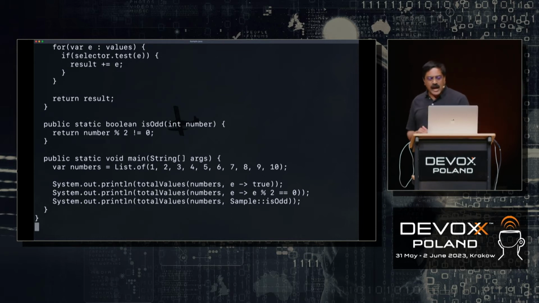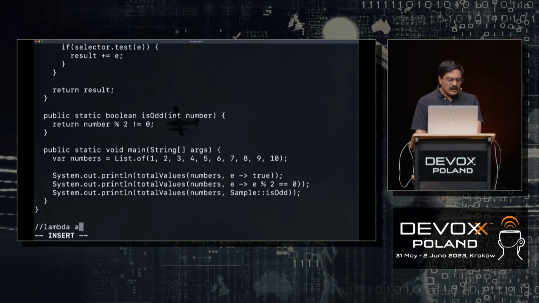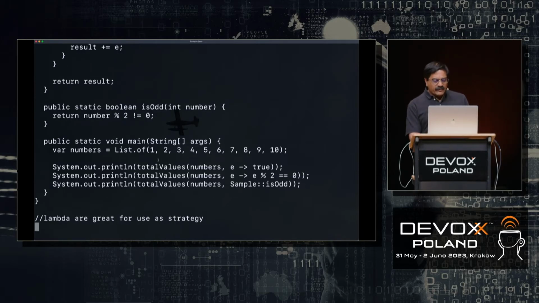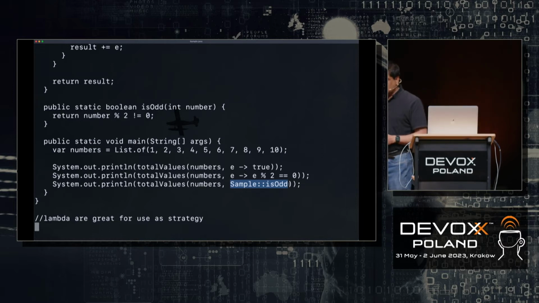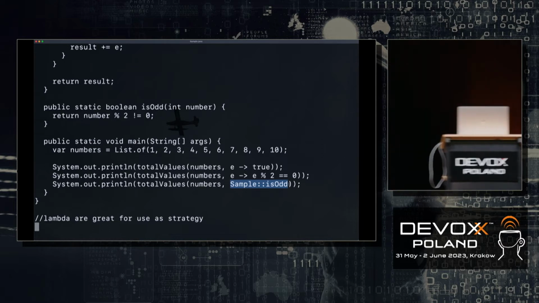So as it turns out, lambdas are great for use as a strategy. Essentially, you write your functions, and whatever the functions do, you can capture the common algorithm or the common code within that function, but any variations you want to provide, you can provide either as a lambda expression or as a method reference, like so. So you could create a separate library of those strategies and simply pass those strategies into your code.